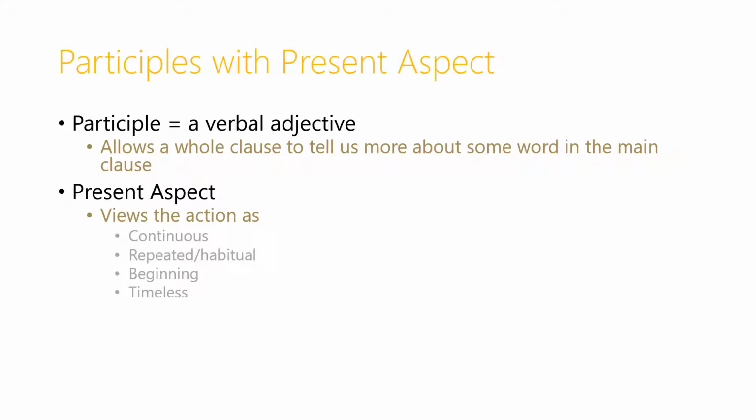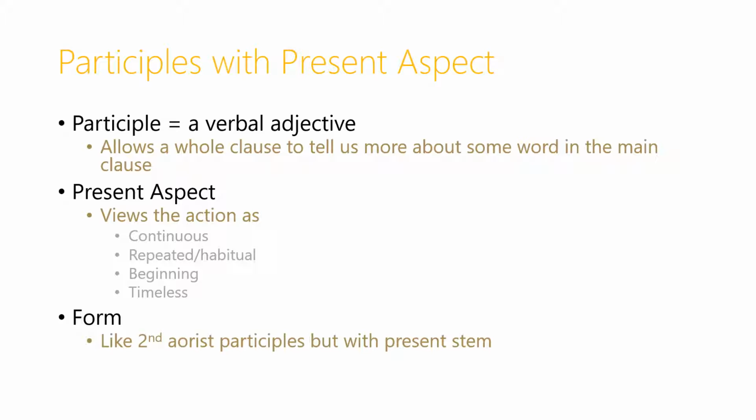Present participles use present aspect. And again, if you remember, this views the action as either continuous, or repeated or habitual, or beginning, or as timeless, like in a proverb. If you remember the metaphor of the train, this is like standing right up close to the train and either seeing it approach or seeing the cars whipping past.